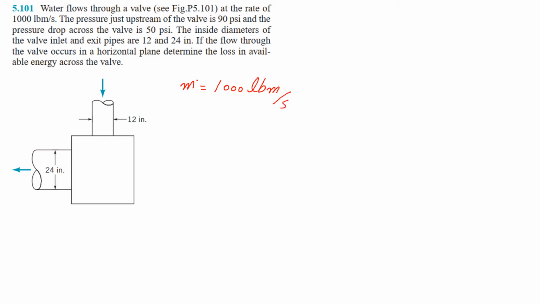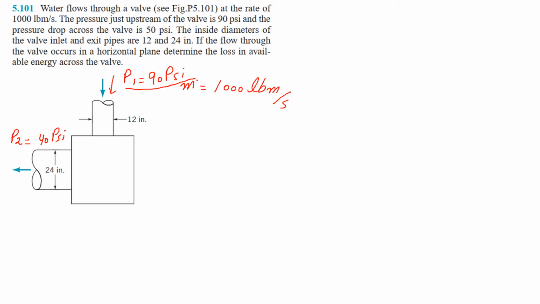The pressure just upstream of the valve is 90 psi, pound per square inch, and the pressure drop across the valve is 50 psi. So here at the upstream, P1 is equal to 90 pound per square inch. This is the pressure here, and then the pressure drops by 50 psi when it flows across this valve. So P2 will be 40 psi, because the pressure drops 50 psi when it passes through that valve.